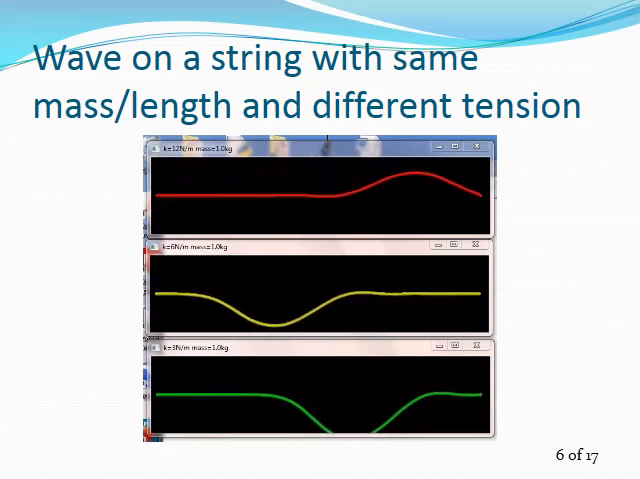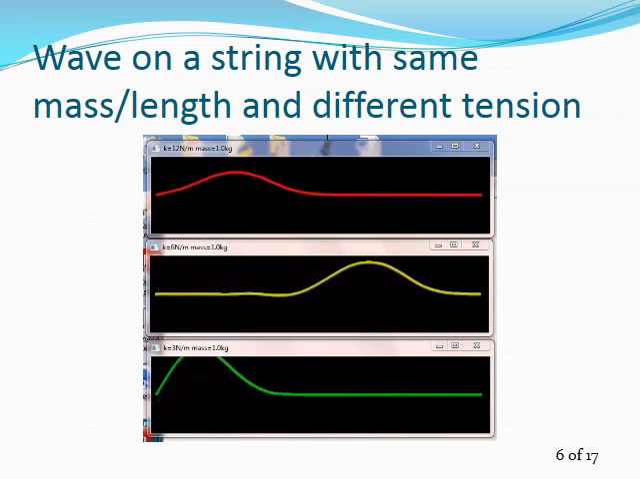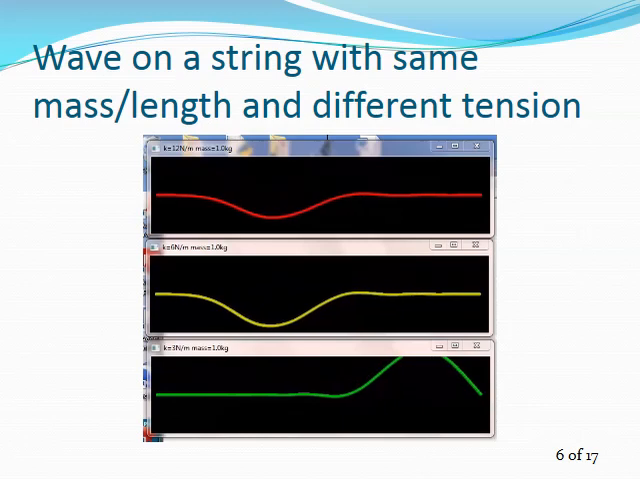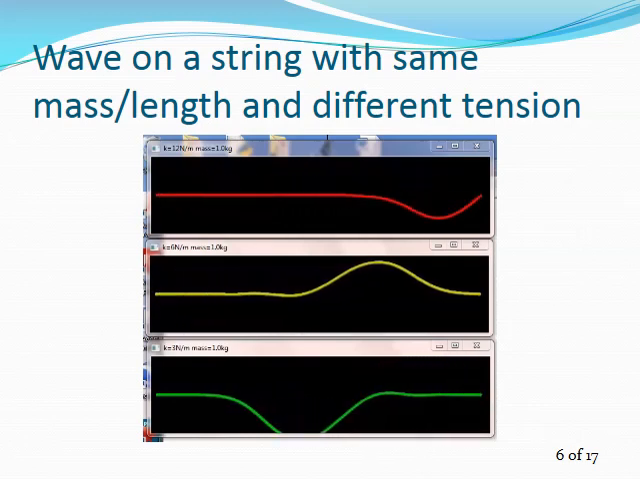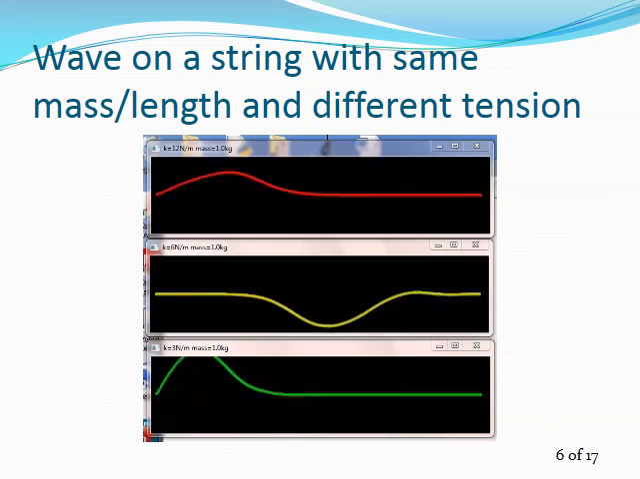Now, I've changed the situation here. The mass per unit length of all the strings are the same, and what's different is the force or the tension in each string. The red string has the largest tension, and then the yellow string is half of the tension of the red, and the green string is half the tension of the yellow. And what I want you to do here is the same thing. Which pulse is traveling the fastest and which pulse is traveling the slowest?